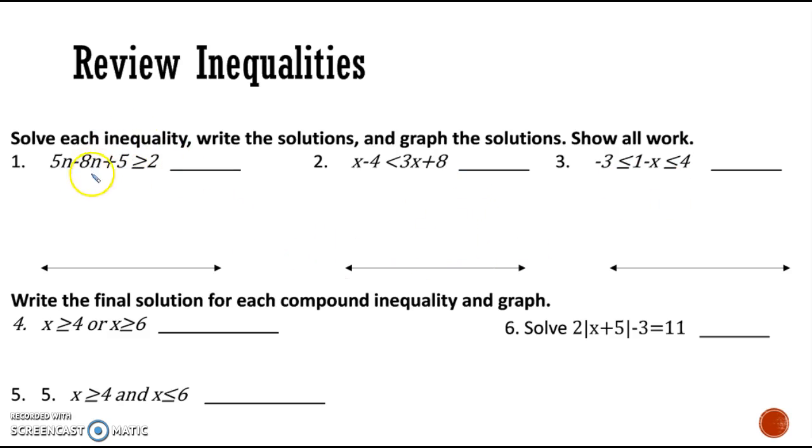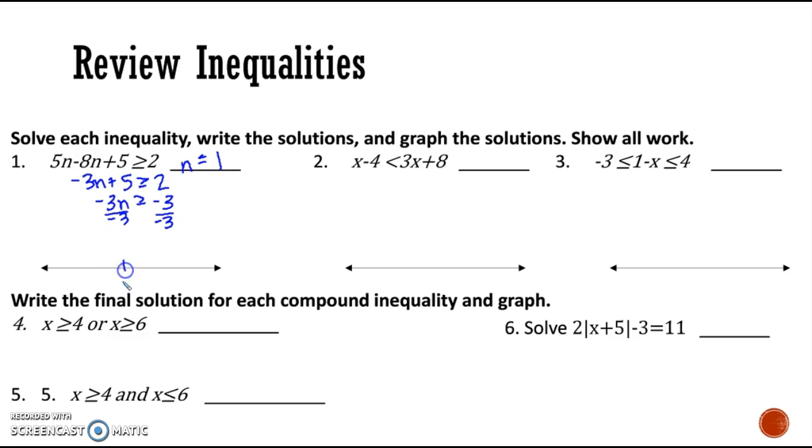So for the first one, I'm going to go ahead and combine the 5n and negative 8n. So we get negative 3n plus 5 greater than or equal to 2. I'm going to subtract the 5 over, then divide by a negative 3. Remember, anytime you multiply or divide by a negative number, you have to flip your sign. So this becomes n is less than or equal to a positive 1.